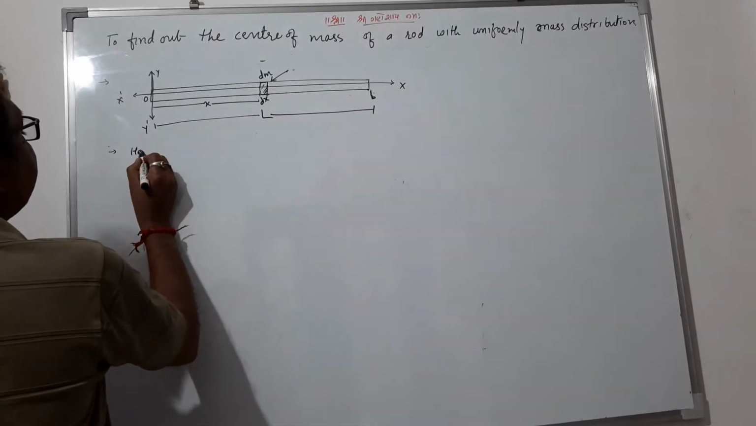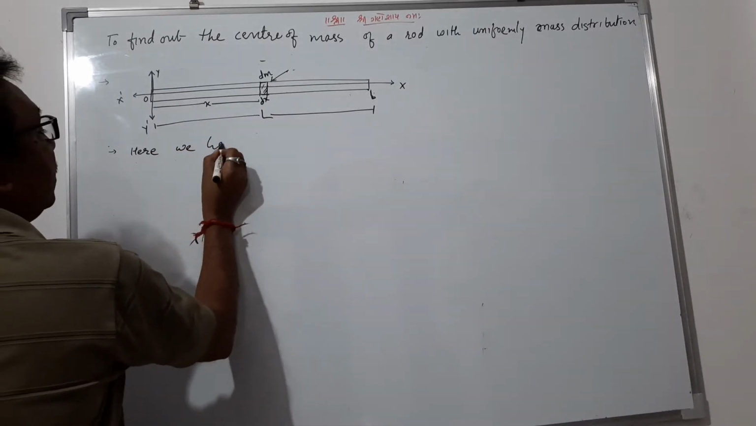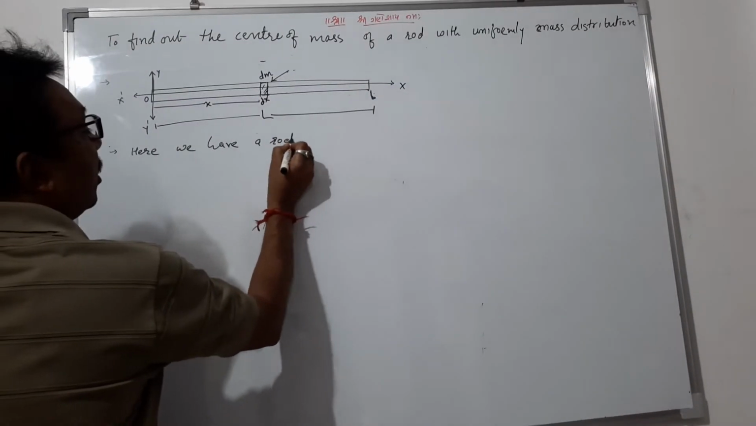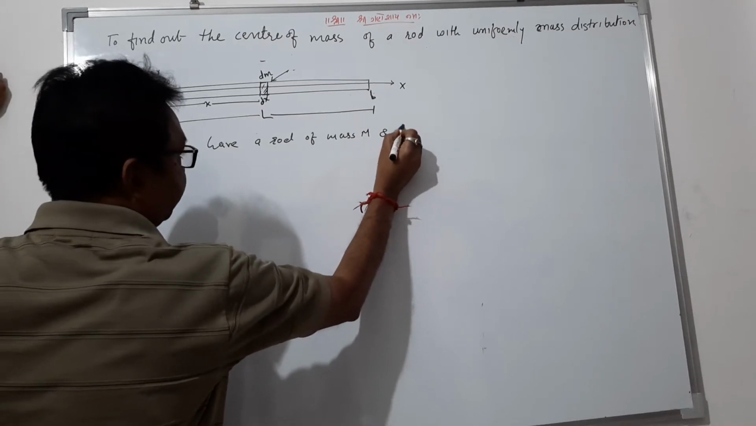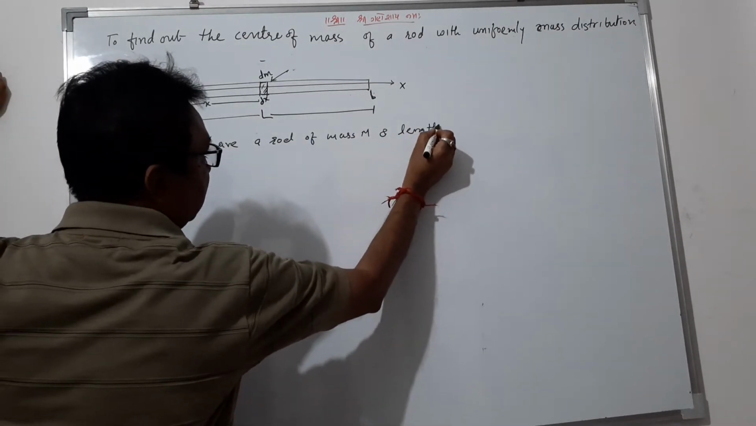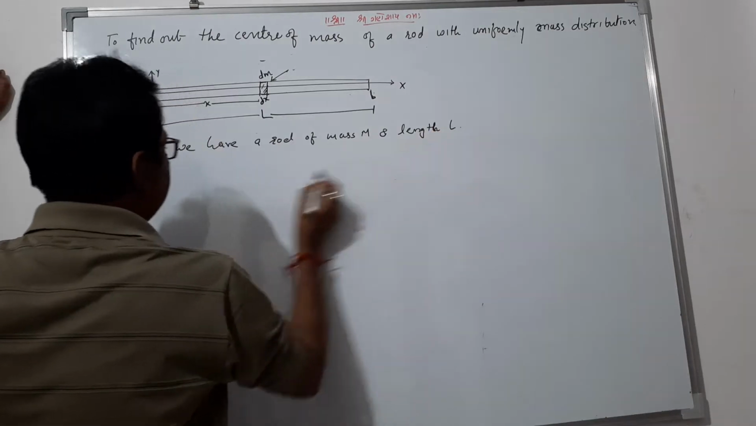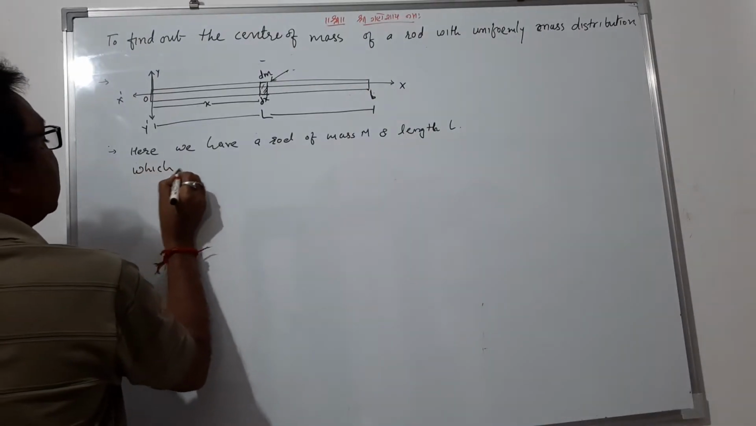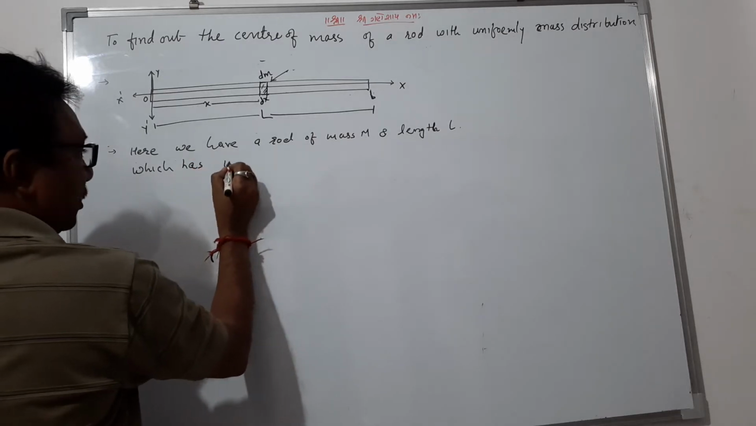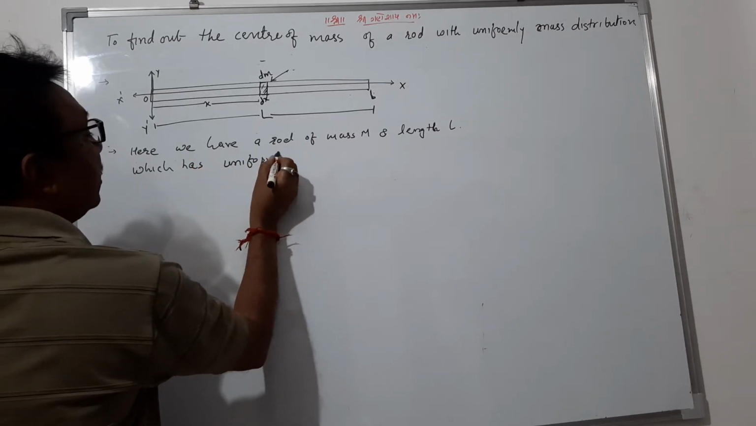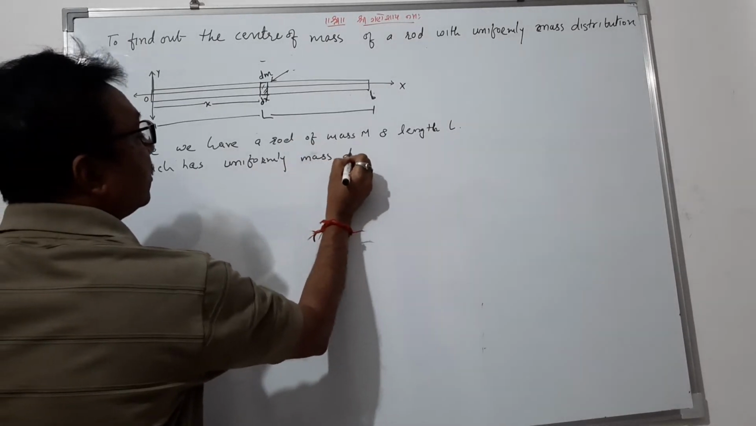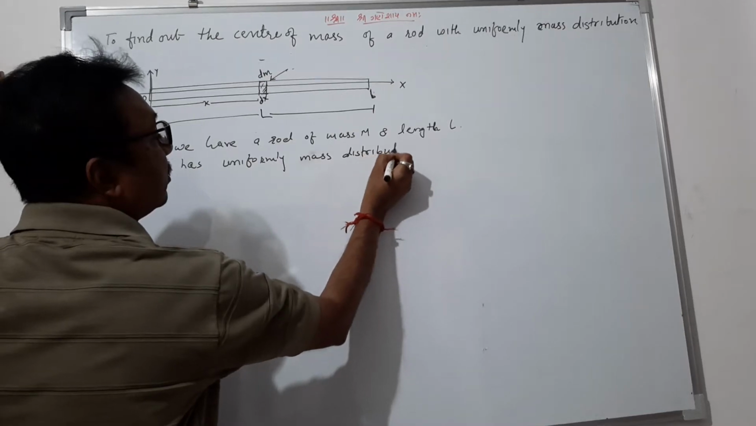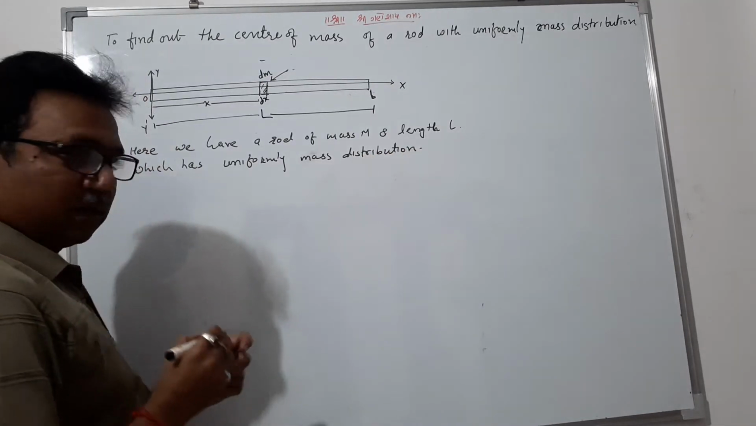So here we have a rod of mass m and length capital L, which has uniform mass distribution. Means its mass is uniformly distributed.